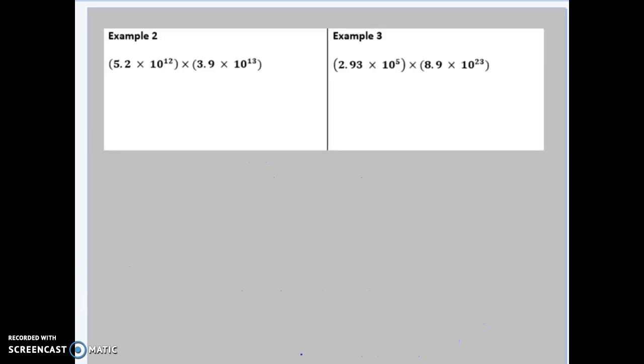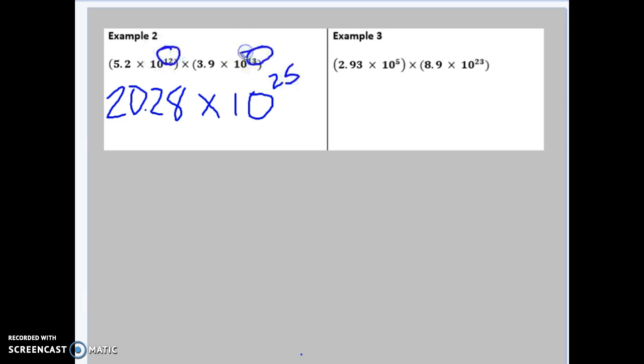Let's go ahead and look at your next example, example 2. So you're going to start off by multiplying your first two products, so 5 and 2/10 times 3 and 9/10. When you multiply that, feel free to use a calculator. You should get an answer of 20.28. We add our two exponents together, so that's going to give me 10 to the 25th. I get 25 by adding 12 and 13 together.